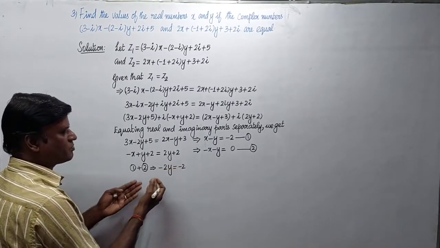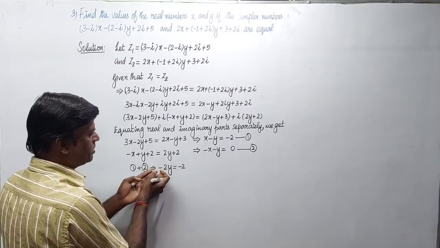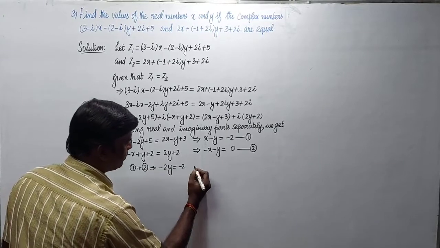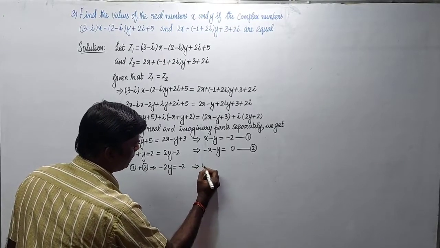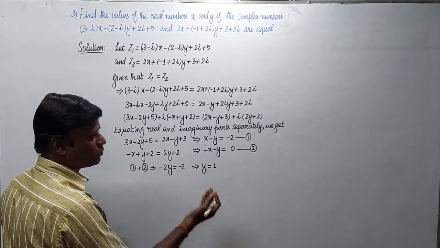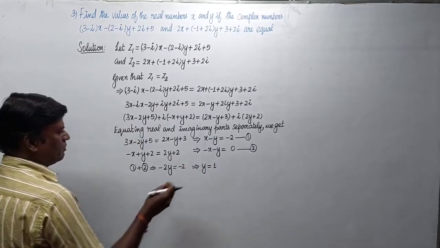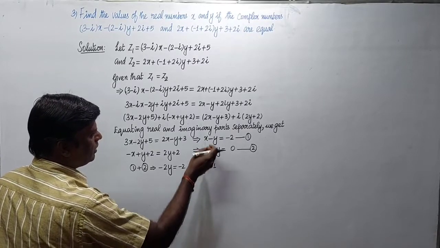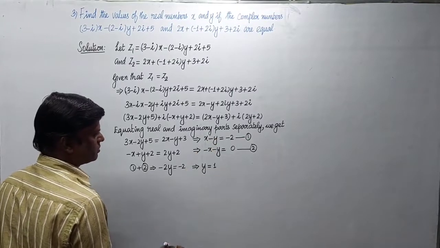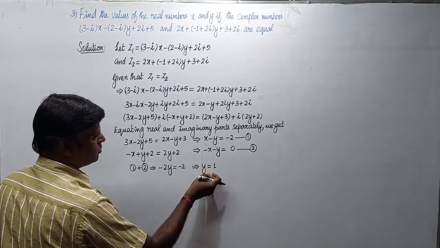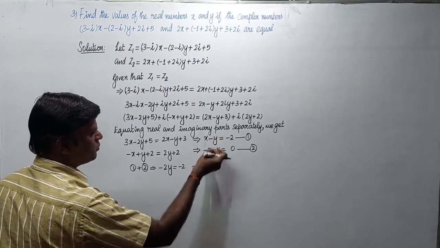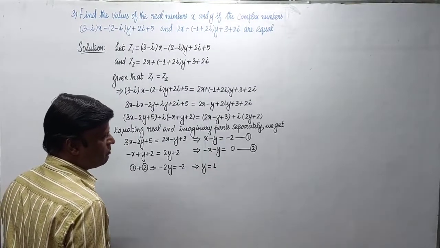So when we bring this minus 2 to the right hand side, we get minus 2 by minus 2, we get y is equal to 1. So we can simply cancel this minus 2 on both sides, we get y is equal to 1. Substitute this y is equal to 1 in any one of the equations. It is easy to substitute this y is equal to 1 in the second equation. You can also substitute y is equal to 1 in the first equation, you get the same value for x.